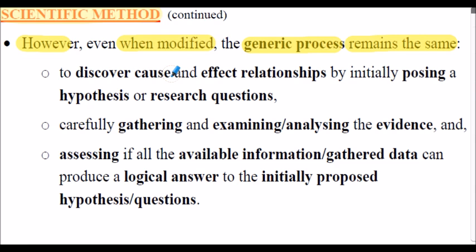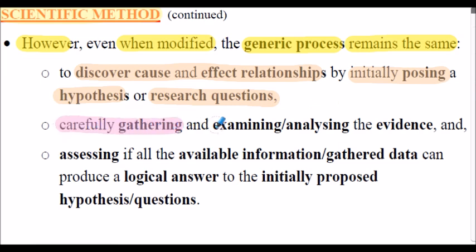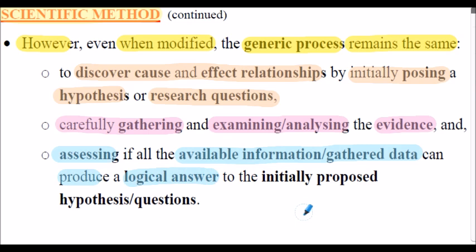This process includes discovering cause and effect relationships by initially posing a hypothesis or stating research questions that need to be answered, by carefully gathering, examining and analysing the evidence collected, and assessing if all the available information and data gathered can produce a logical and justifiable answer to the initially proposed hypothesis or questions.